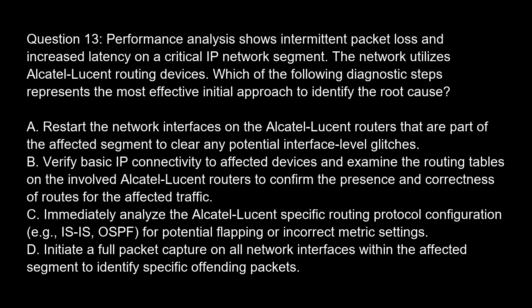Verify basic IP connectivity to affected devices and examine the routing tables on the involved Alcatel Lucent routers to confirm the presence and correctness of routes for the affected traffic. Option C. Immediately analyze the Alcatel Lucent specific routing protocol configuration, e.g., IS-IS, OSPF, for potential flapping or incorrect metric settings. Option D. Initiate a full packet capture on all network interfaces within the affected segment to identify specific offending packets.